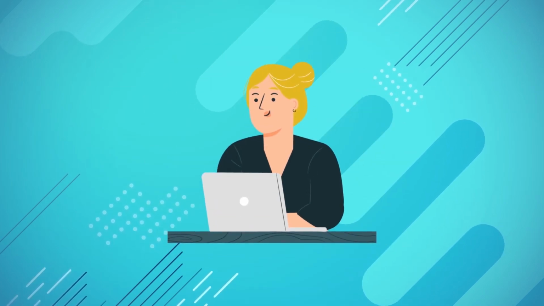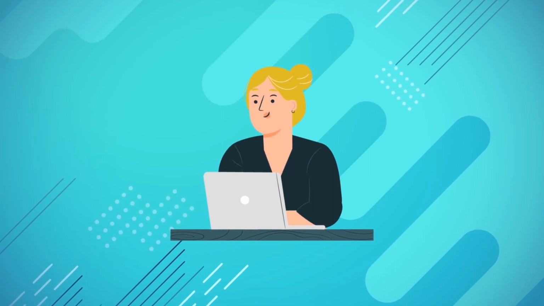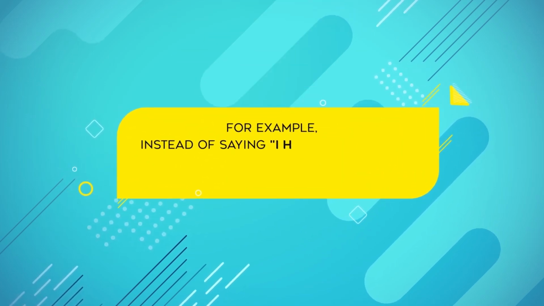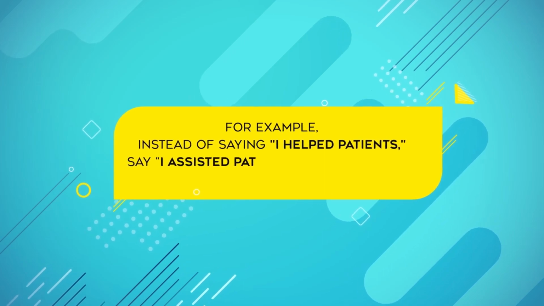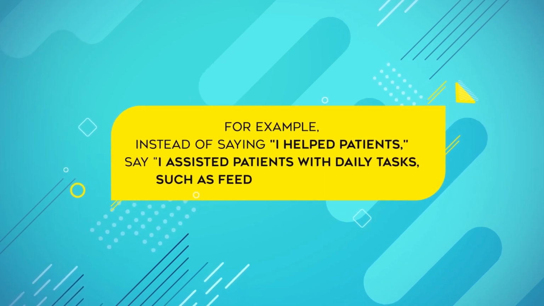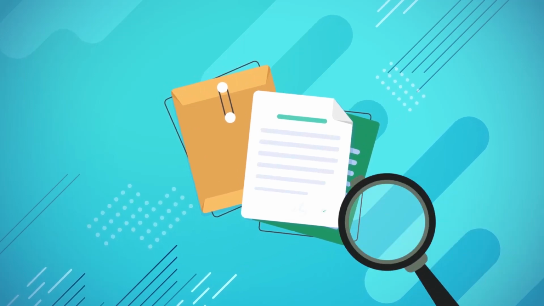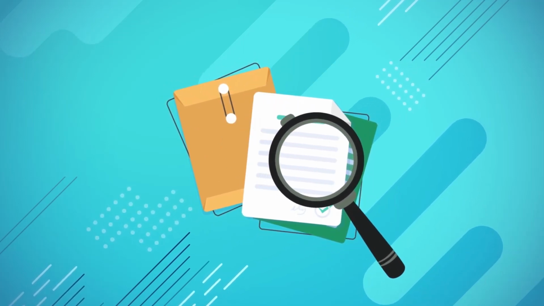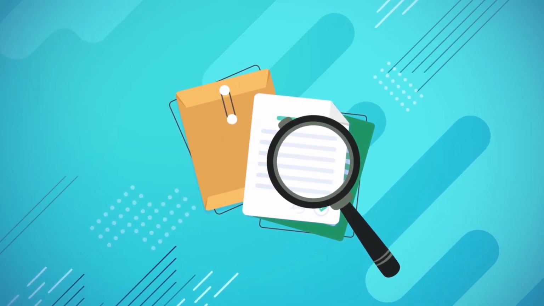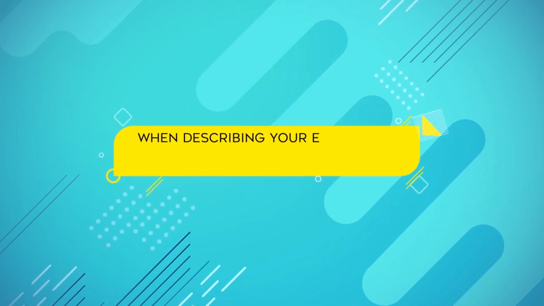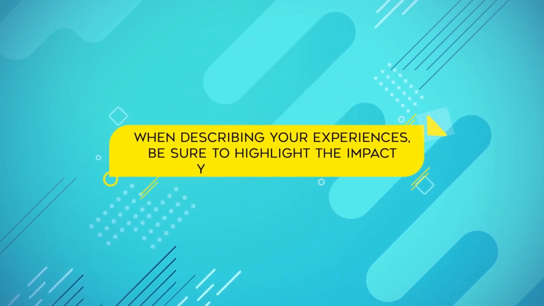Third, use action verbs. When describing your experiences, use action verbs to make them more impactful. For example, instead of saying, "I helped patients," say, "I assisted patients with daily tasks," such as feeding and dressing. Fourth, show your impact. Medical schools are looking for applicants who have made a positive impact in their communities. When describing your experiences, be sure to highlight the impact you had on others.